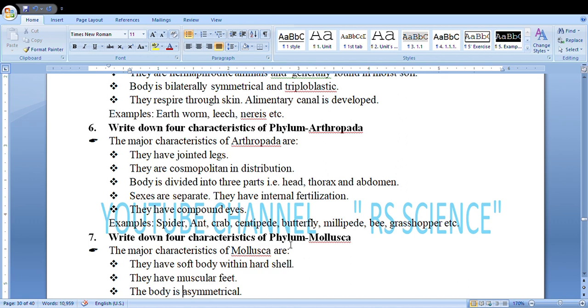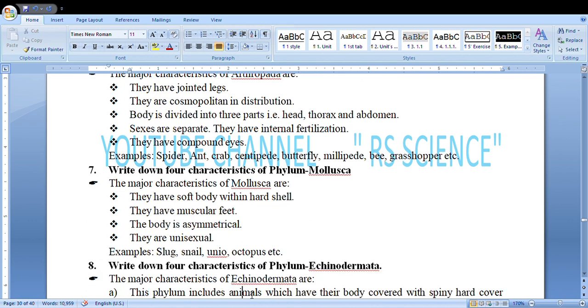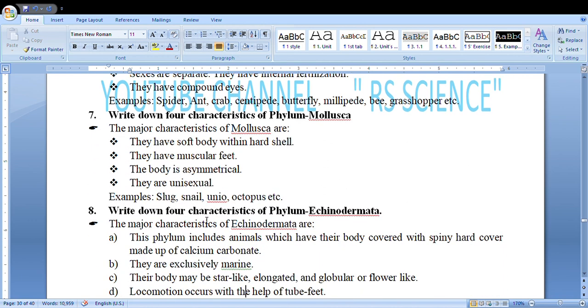Write down 4 characteristic features of phylum Mollusca. The major characteristics of Mollusca are they have soft body within hard shell. They have muscular foot for locomotion. They have asymmetrical body. Body is asymmetrical means we cannot cut their body into two equal halves. They are unisexual. Sexes are separate. Slug, snail, unio, octopus are examples of Mollusca.